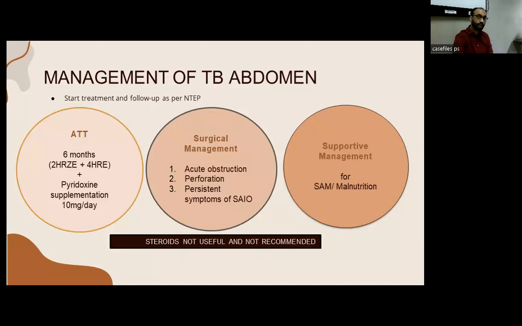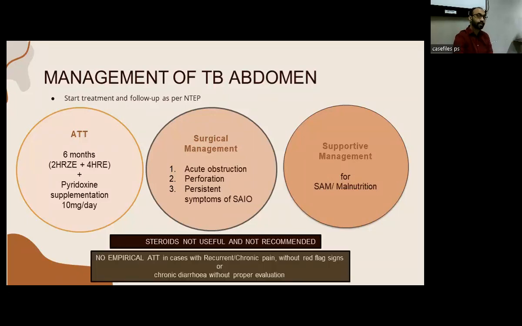abdominal tuberculosis. The other important aspect is that no empirical ATT is supposed to be given if any child presents with recurrent chronic pain or chronic diarrhea without proper evaluation and without red flag signs. So that's where these red flag signs come into the picture. There is no role of any empirical ATT in abdominal TB.